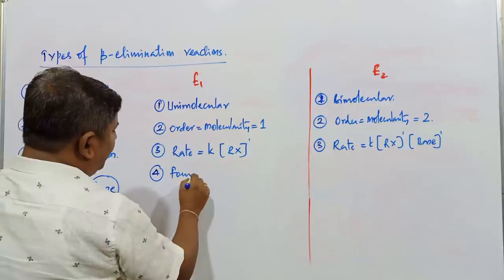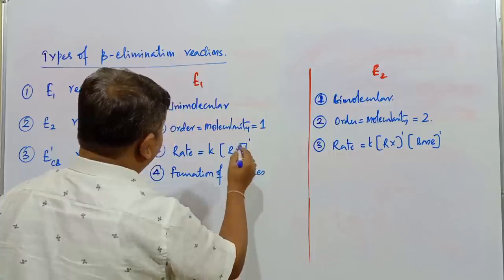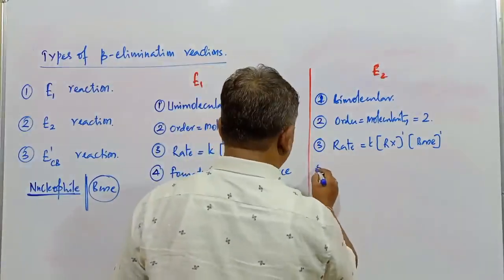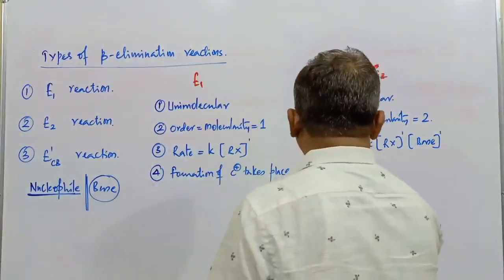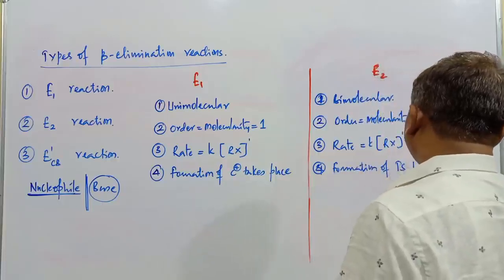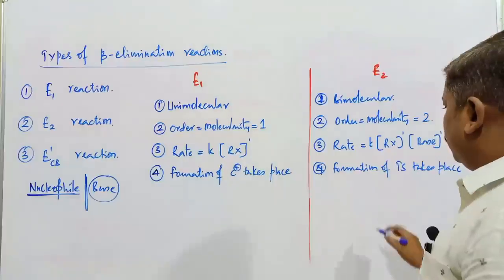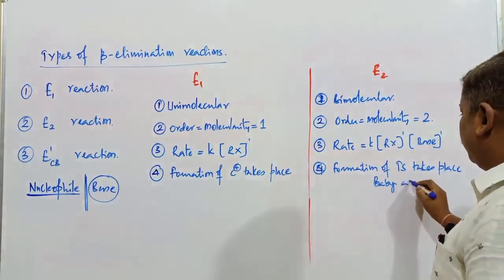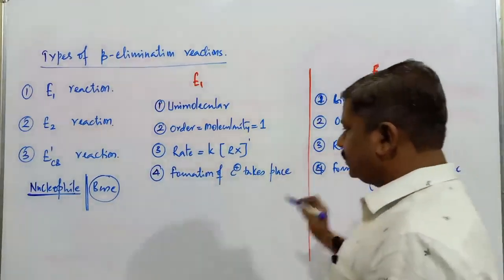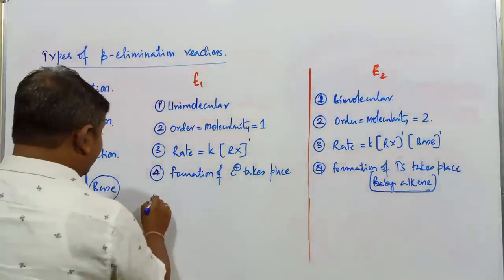Formation of carbocation takes place in E1 reaction. In case of this one, number 4 point, formation of transition state takes place. This is also referred to as the formation of a baby alkene. Probably you have come across that one. Here formation of carbocation takes place, there formation of transition state takes place.